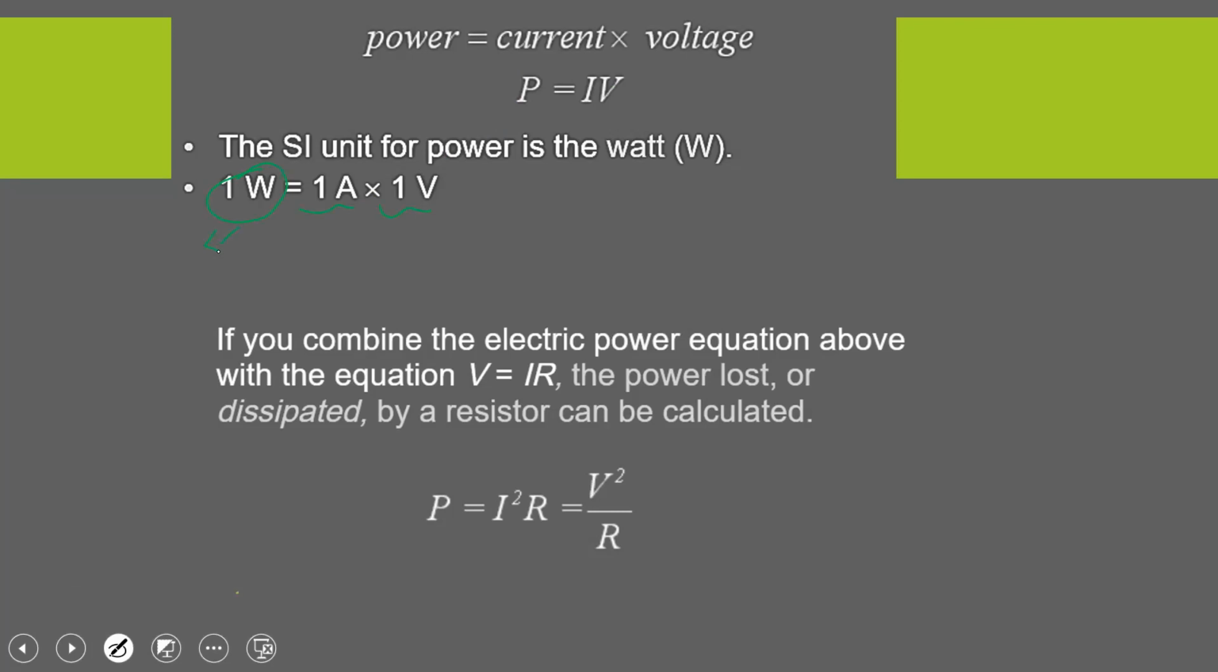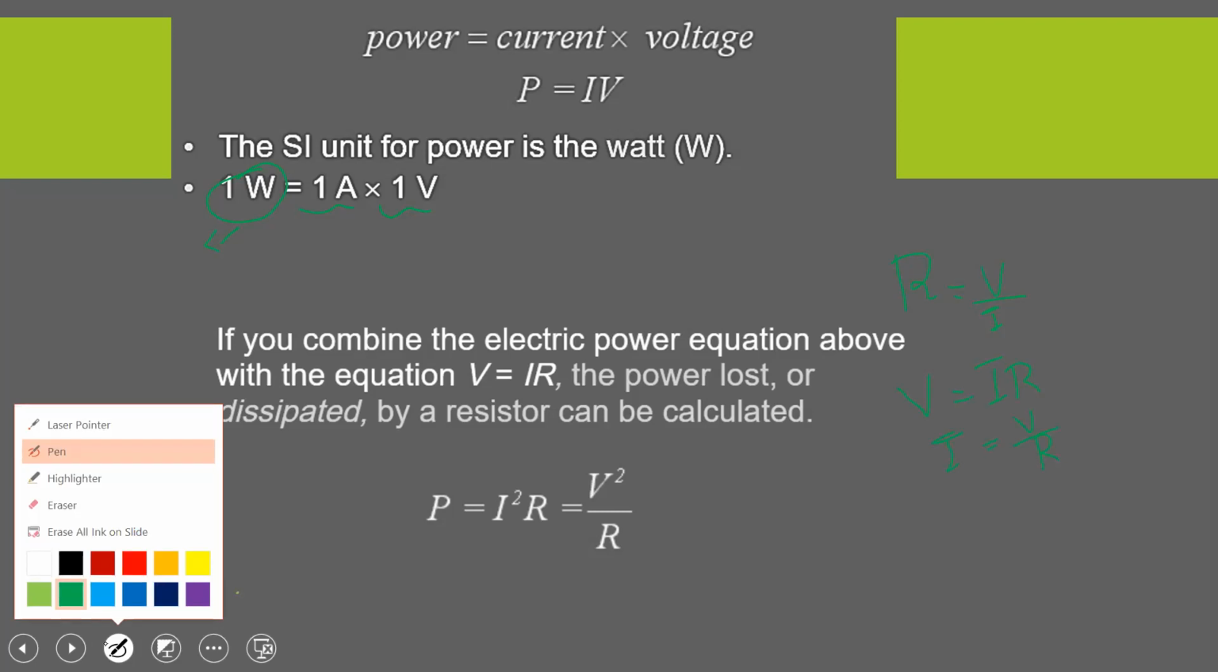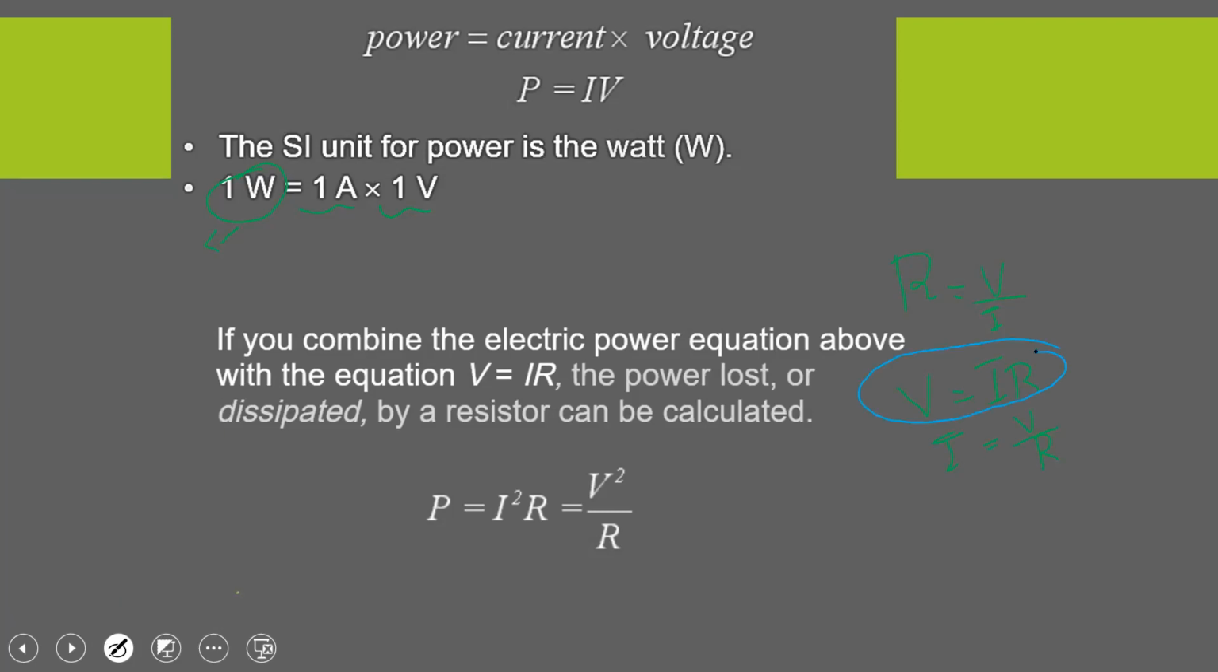Now, as I told you before, the resistance is V over I. So because of that, I times R is V, and I is V over R. Now, don't forget these two formulas here, that V is I times R, and I is V over R. And we said also that the power is I times V. So if I give you the current and the voltage, you can find the power.